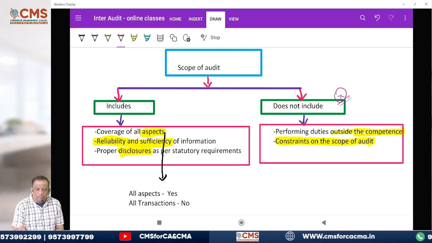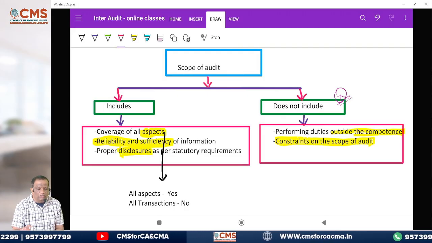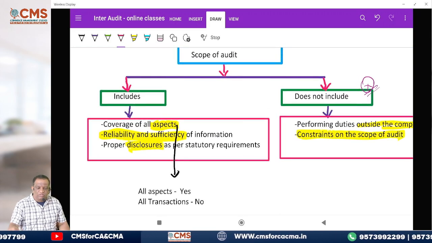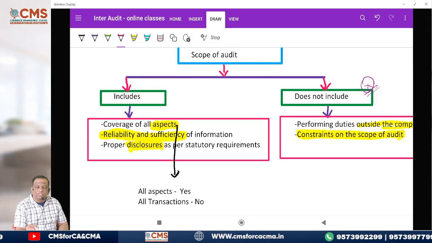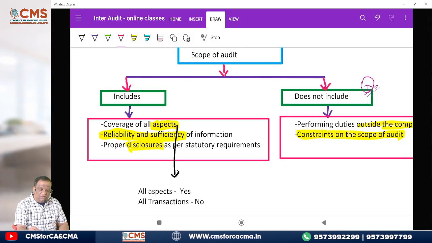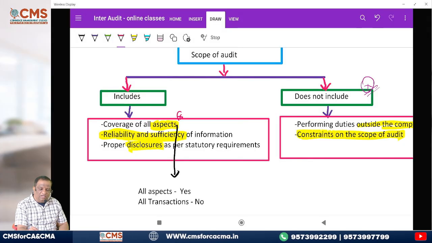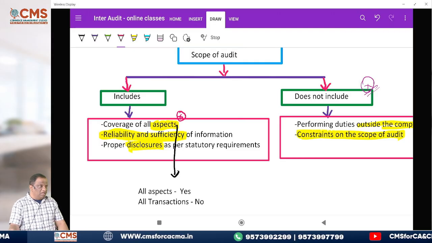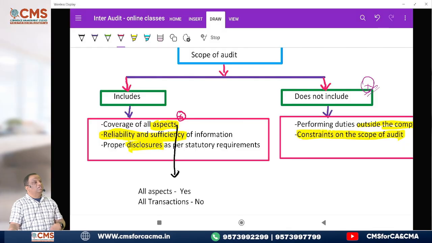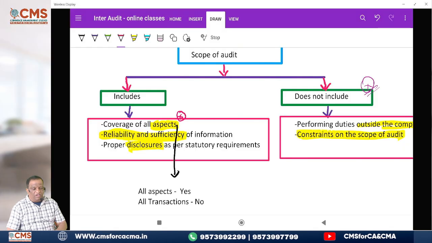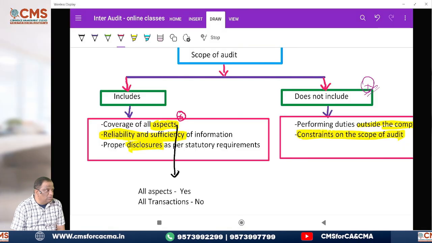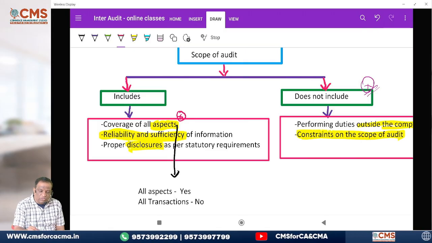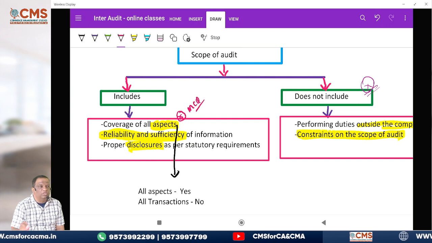Now, what is the scope? What it includes and what it does not include. What it includes is coverage of all aspects. This first point is from MCQs, because you have 30 marks for MCQs. If you are able to score around 25 to 30 in that, or at least 20 to 25, you are very close to the pass marks. And if you are not able to score on MCQs, then trying to score all 50 out of descriptive becomes very challenging. So from that perspective, this one is a probable MCQ question. Mark it as an MCQ.